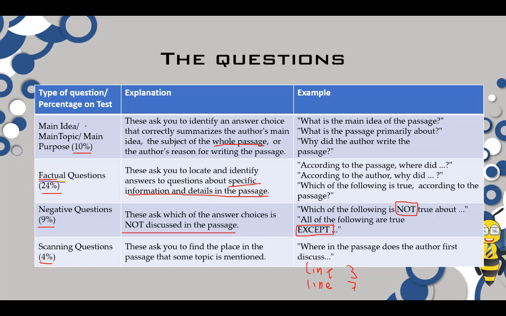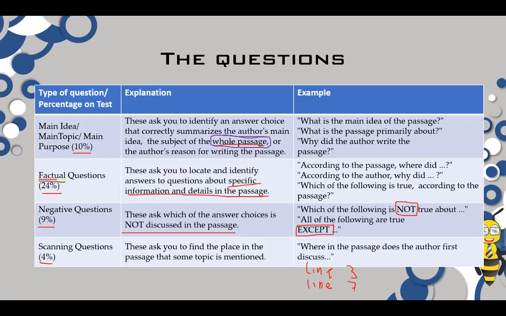So let's start with the first one. What is the main idea, main topic, or main purpose? To answer these questions, you need to understand the whole passage, all of it. If you only understand one or two paragraphs, it's going to be difficult to understand the main idea of the whole text.